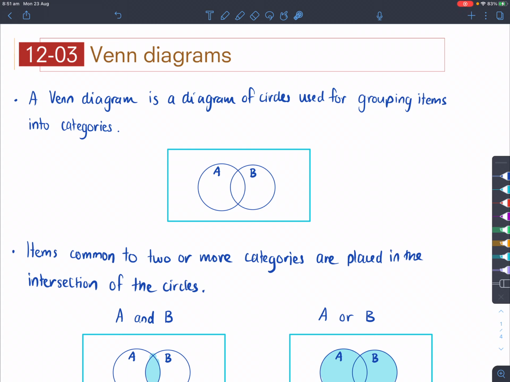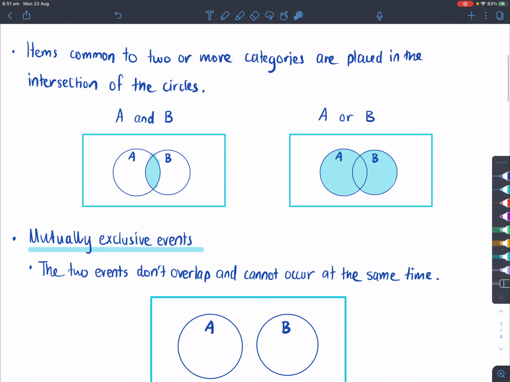Now let's talk about items that are common to both of them. Items common to two or more categories are placed in the intersection of the circles. Just like how I explained before, the middle part here is an intersection of A and B. So if a question involves satisfying conditions A and B, then this is put in the middle of them. But if it says A or B, that means it can be A only, B only, or both. That means that everything here is colored in. So it involves all the numbers that will be put into this Venn diagram.